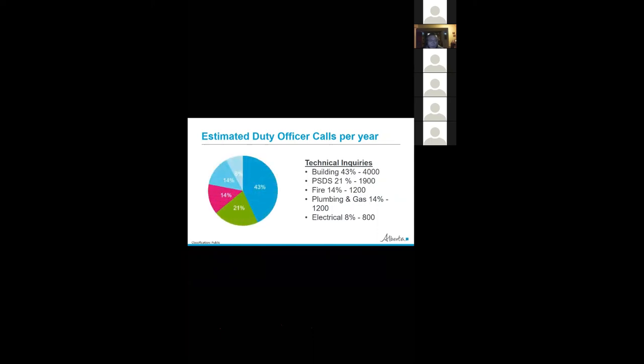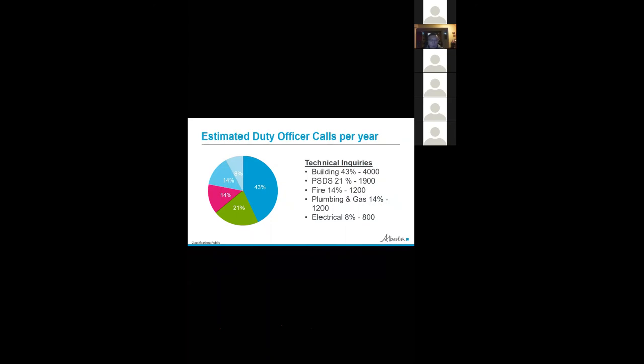So for the estimated duty officer calls, in the various disciplines, the technical inquiries, this is actually a low estimate because they're not all tracked through the email system, because we don't have a full database as yet, and we are working on that. Under the building discipline, we're fielding about 4,000 calls per year. Private sewage, about 1,900. Fire, about 1,200 per year. Plumbing and gas, about 1,200 calls per year. And the electrical discipline, about 800 calls per year. That's an estimated number, and it's probably a little low, but that's the percentage breakup.